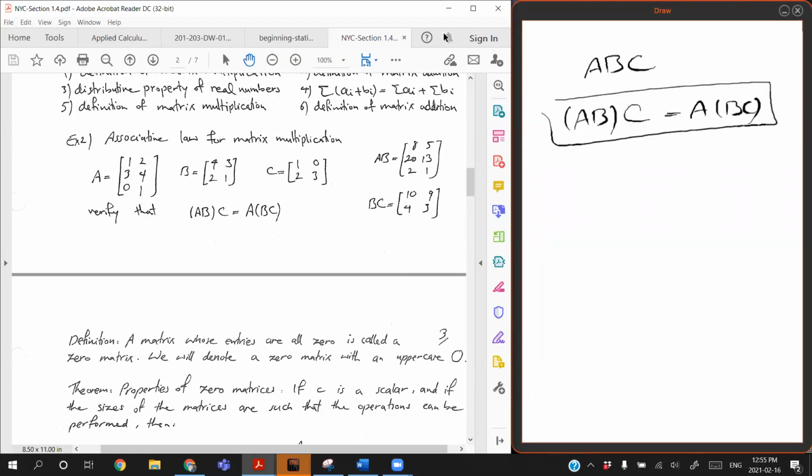Sir, can you repeat what will have the same answer? If you multiply A and B, and then multiply the result by C in this order, that's one way of doing it. The other way is to do B times C first. You get BC, this matrix here, and then multiply A by the result in this order. You would get the same answer. Make sense? Yeah, thank you. Sure.